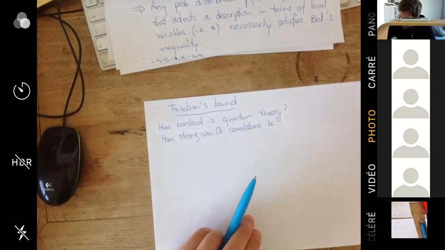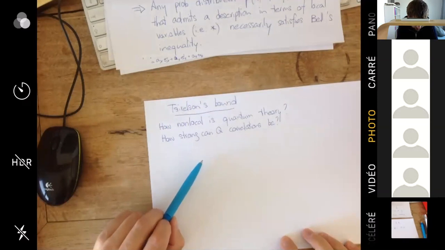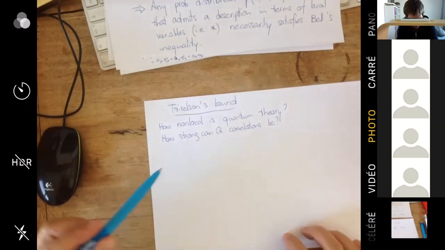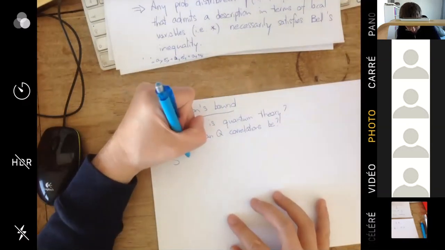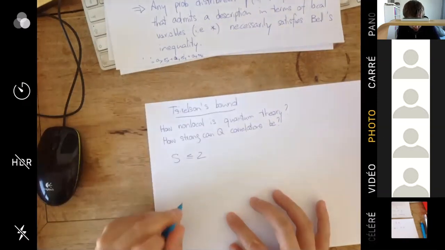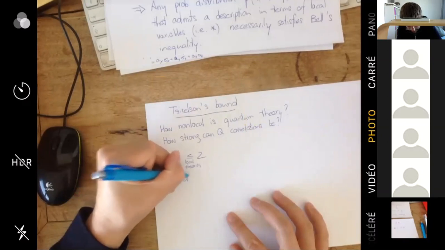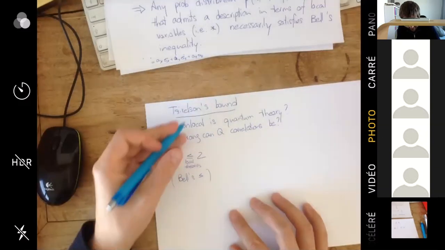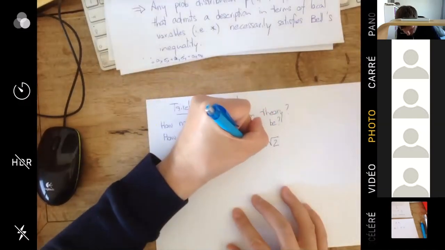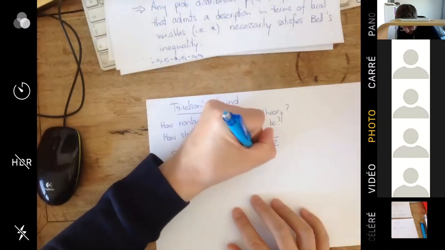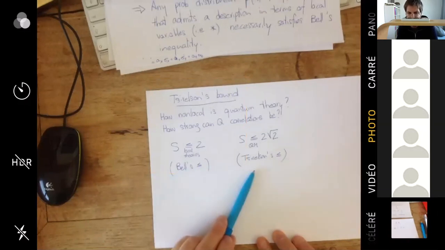In fact, this gentleman here, Tsirelson, who died very recently, proved a very elegant result. His result goes back to the CHSH inequality. So remember that the CHSH inequality says that S is no bigger than 2. This is for local theories. So that is, if you want, Bell's inequality. Now what Tsirelson proved is that in quantum mechanics, S is no bigger than 2√2. So this is for quantum mechanics, and this is Tsirelson's inequality. If you want, it's the analog of a Bell inequality, but for quantum mechanics.